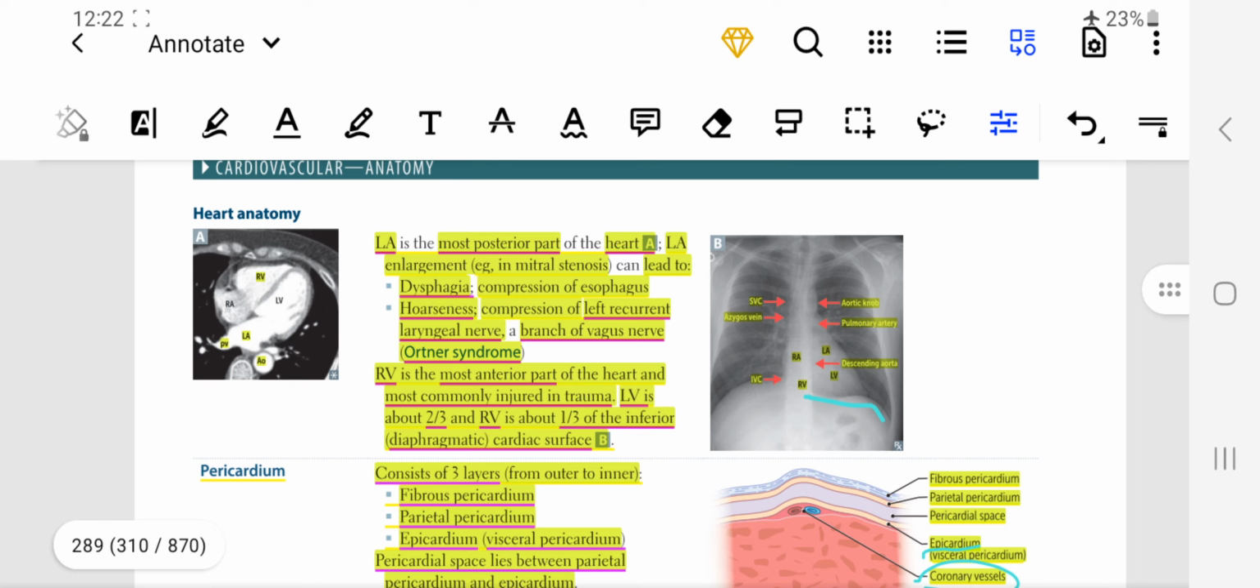Once again, left atria, most posterior part of the heart. Left atria enlargement, for example in mitral stenosis, can lead to dysphagia, compression of esophagus, hoarseness, compression of left recurrent laryngeal nerve, which is the branch of vagus nerve, Ortner syndrome. Right ventricle is the most anterior part of the heart and most commonly injured in trauma. Left ventricle is about two-thirds and right ventricle is about one-third of the inferior diaphragmatic cardiac surface.